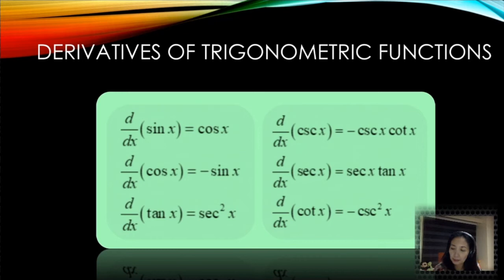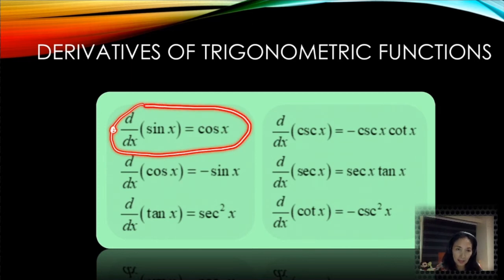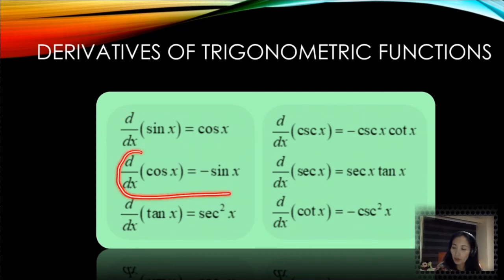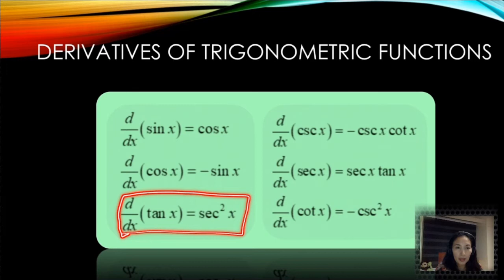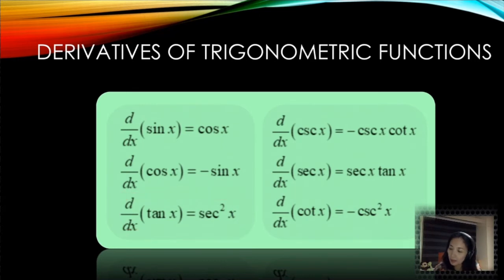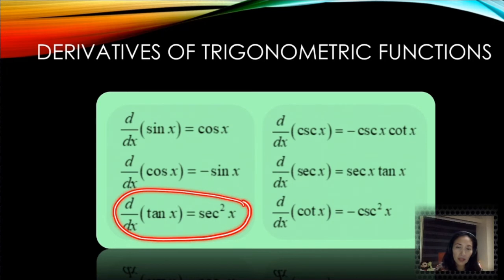Number 1, the derivative of sine x is equal to cosine x. Next, the derivative of cosine x is equal to negative sine x. Next, derivative of tangent x is equal to secant squared x. Now, we can prove this. We can show that the derivative of tangent is really equal to secant squared.